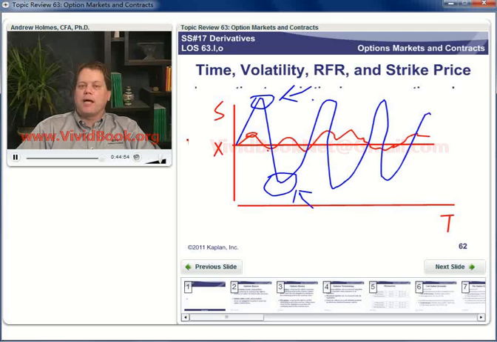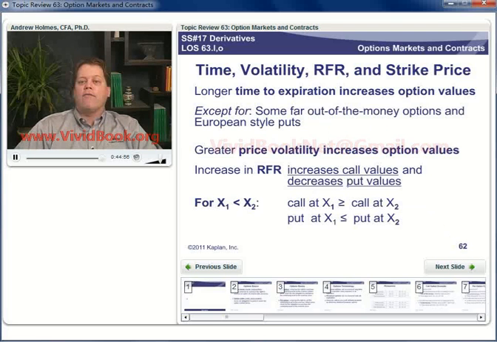So the way we sometimes say this is that options are a volatility play. If the volatility of the underlying asset increases, then we are going to see the value of the option, regardless of whether it's a put or a call, increase in response to the increase in volatility. So increased time is going to make puts and calls more valuable. Increased volatility is going to make puts and calls more valuable. So keep those in mind.